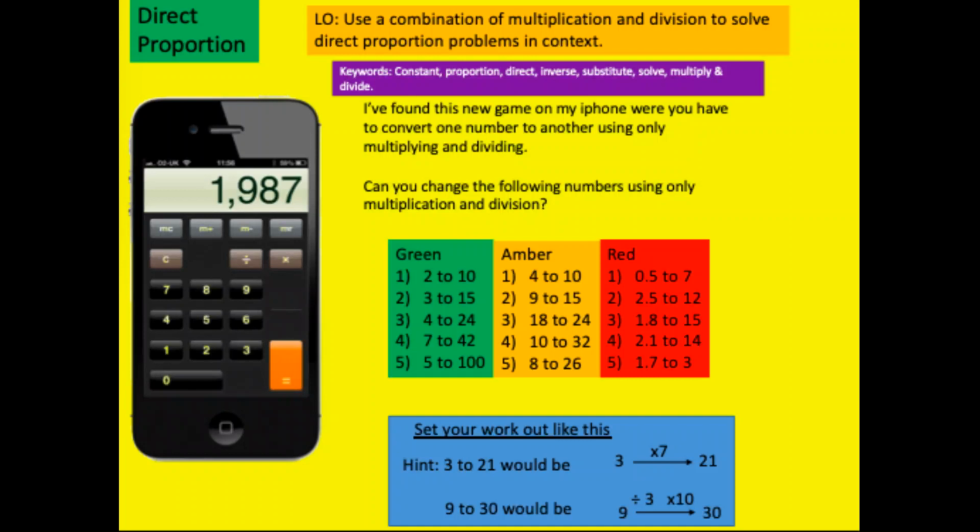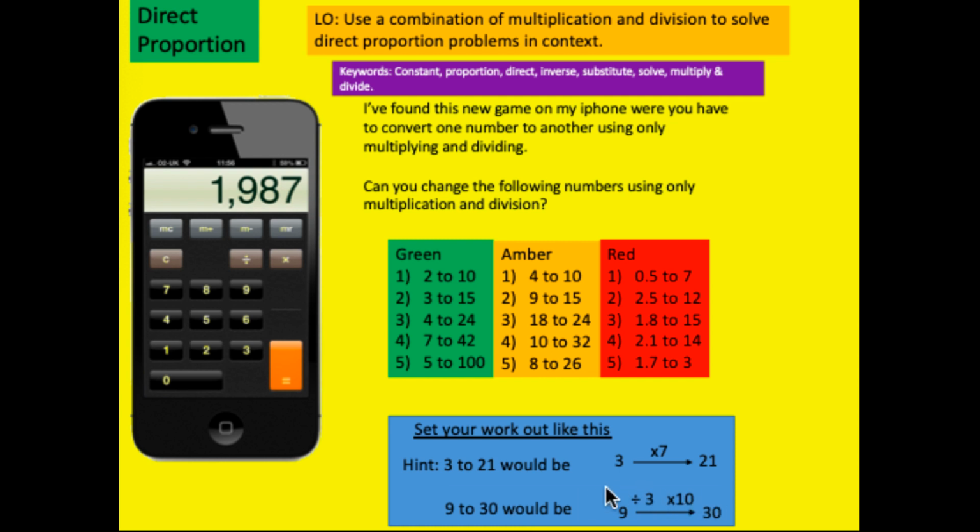So here's the starter. We've got here a broken calculator, and you've got to find the way to get to these numbers. So how would I get from 2 to 10, only using multiply and divide? An example of that first one: what would I need to do to get from 2 to 10? I would times by 5. So here, how would I get from 3 to 21? I'd times by 7. How would I get from 9 to 30? You divide by 3 and then times by 10.